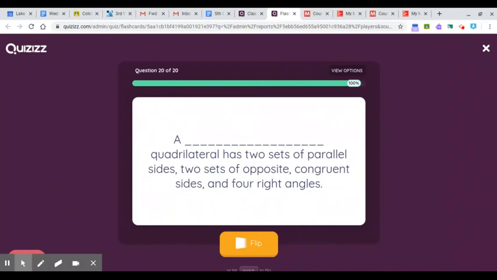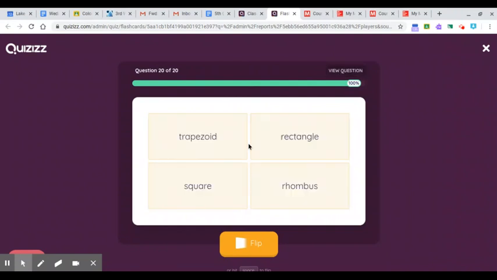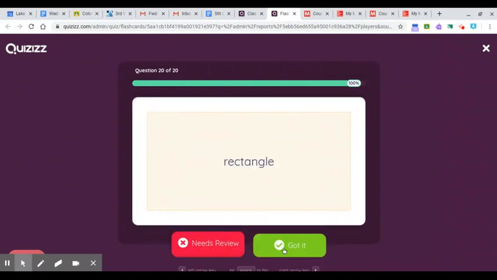A blank quadrilateral has 2 sets of parallel sides, 2 sets of opposite congruent sides, and 4 right angles. So, oh man, that's a lot of stuff to choose from here. A blank quadrilateral has 2 sets of parallel sides, 2 sets of opposite congruent sides, and 4 right angles. So it sounds like it can't be a square because they're going to be opposite. Okay, so I'm not going to go with square. I'm not going to go with trapezoid because there's no right angles. Rhombus is a maybe. I'm going to go with rectangle here. That was a lot of stuff, and we got it.